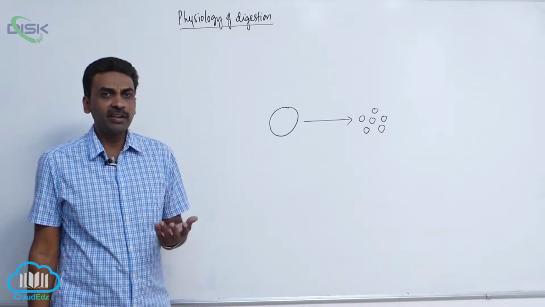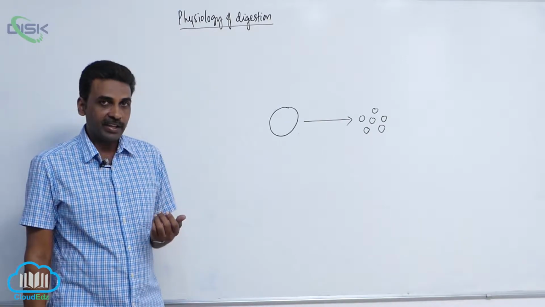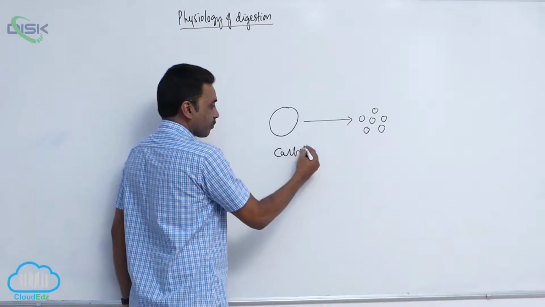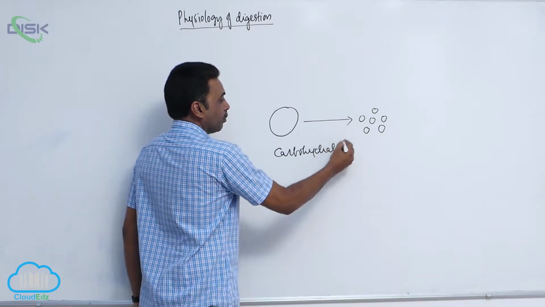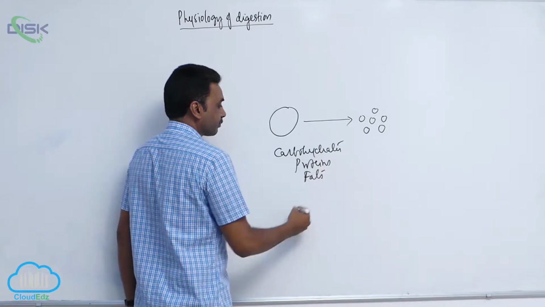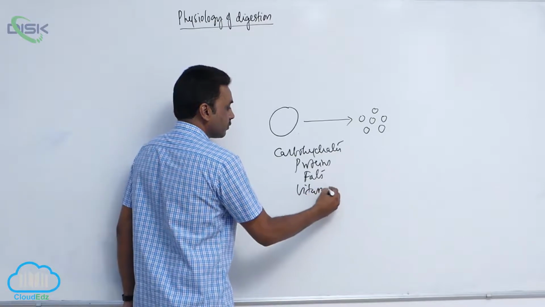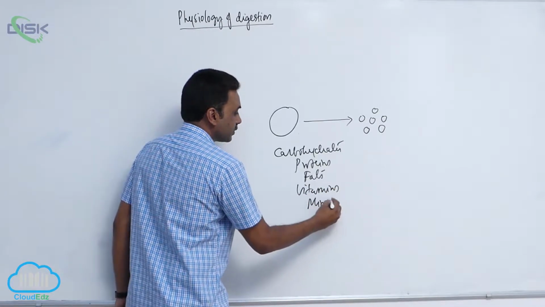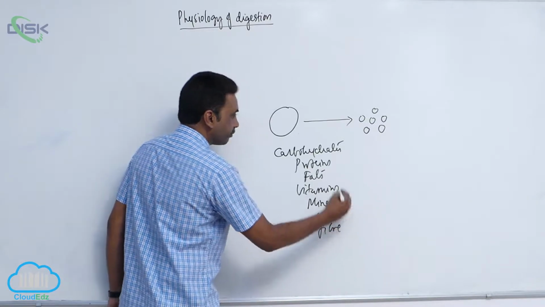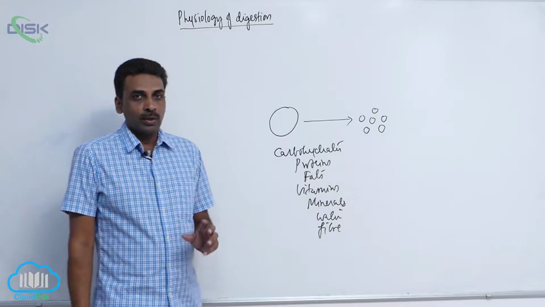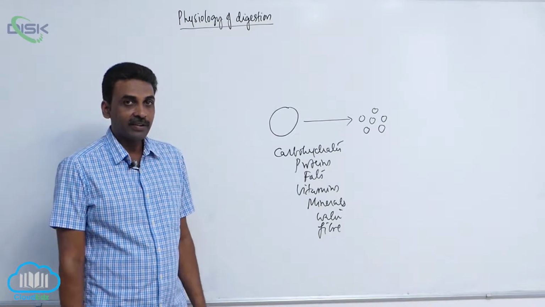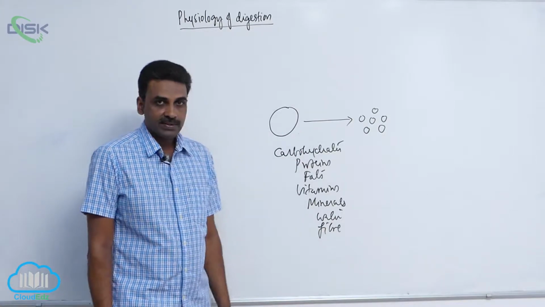The food we take, the balanced food we take, includes carbohydrates, proteins, fats, vitamins, minerals, water, and fiber. So the balanced diet that we take in includes all these substances.